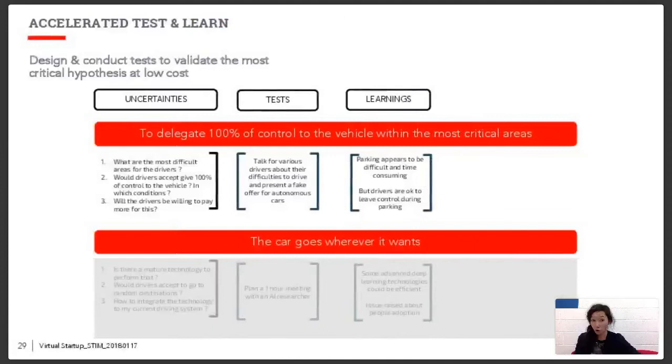For instance, you organize the test, and imagine for a couple of weeks to do that, and learn that first, the most time consuming is parking. So it's really difficult. You waste your time, you need to find the car. So parking appears to be quite hard. And also the drivers are okay to leave control during parking, but not necessarily during 100% of their time of traveling. So these are your learnings, how to do that, how to process them, and what do you actually do with them.